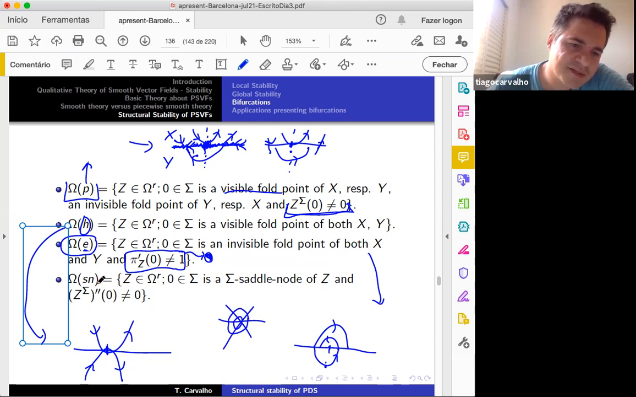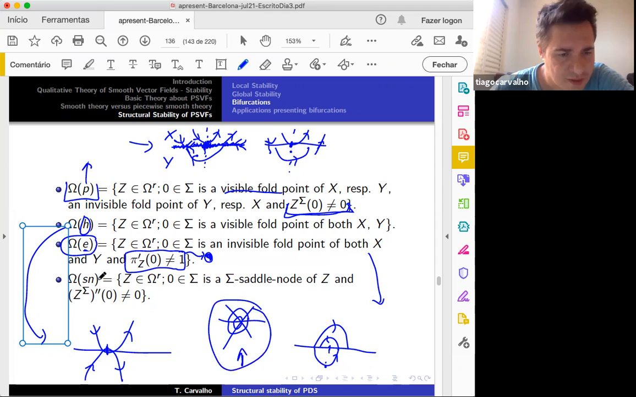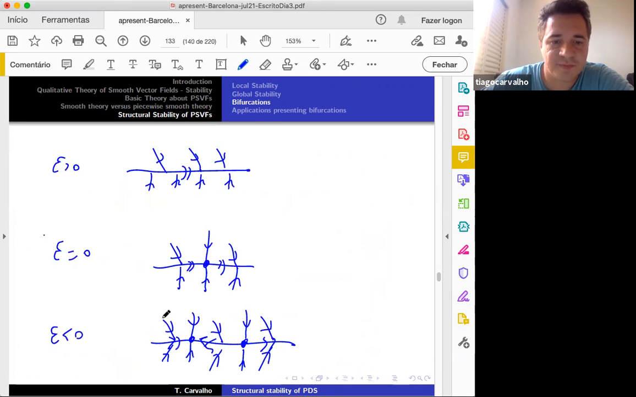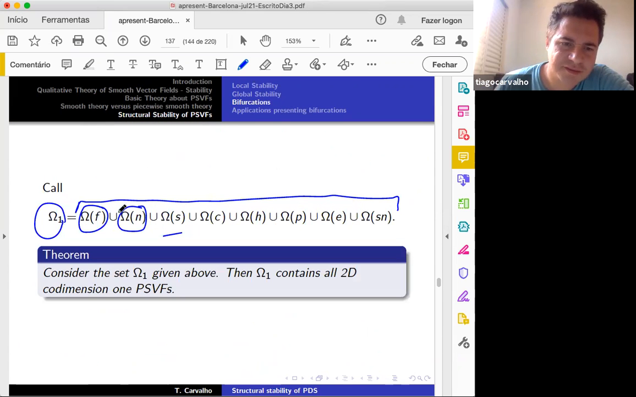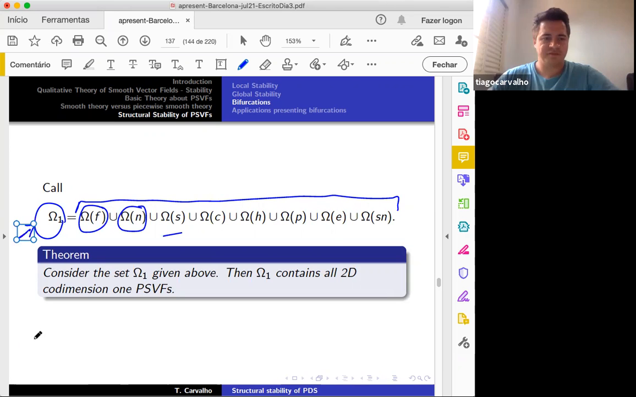And the last set is the set of, because this is a higher codimension, the last set is the set where it appears just a saddle node, just like we saw before in the previous example, okay. So considering all these subsets together, we have the following.